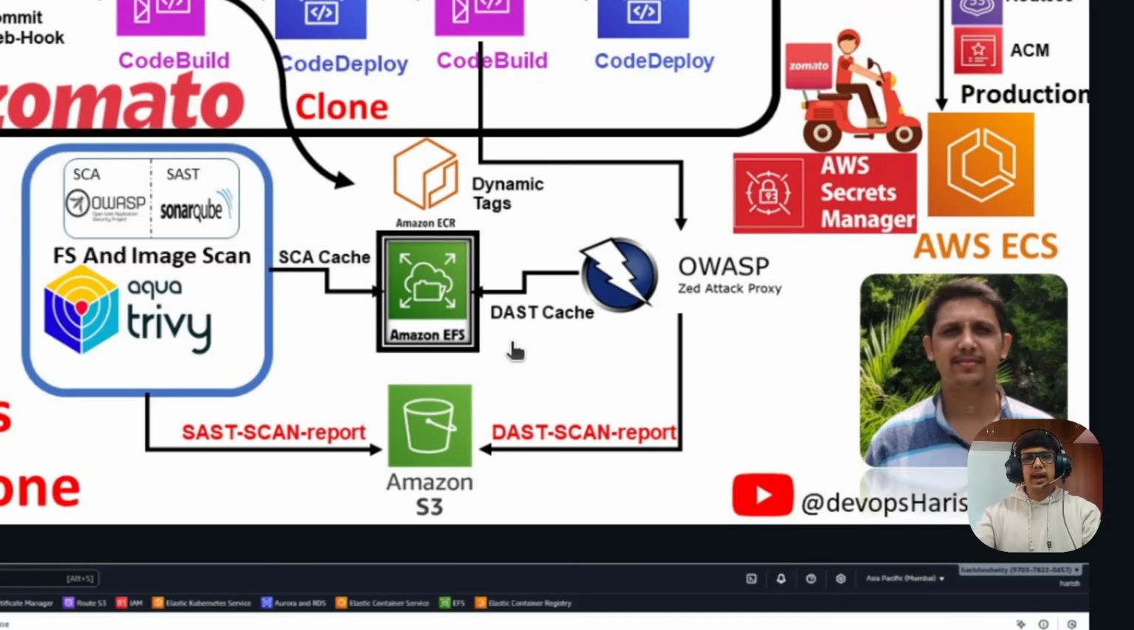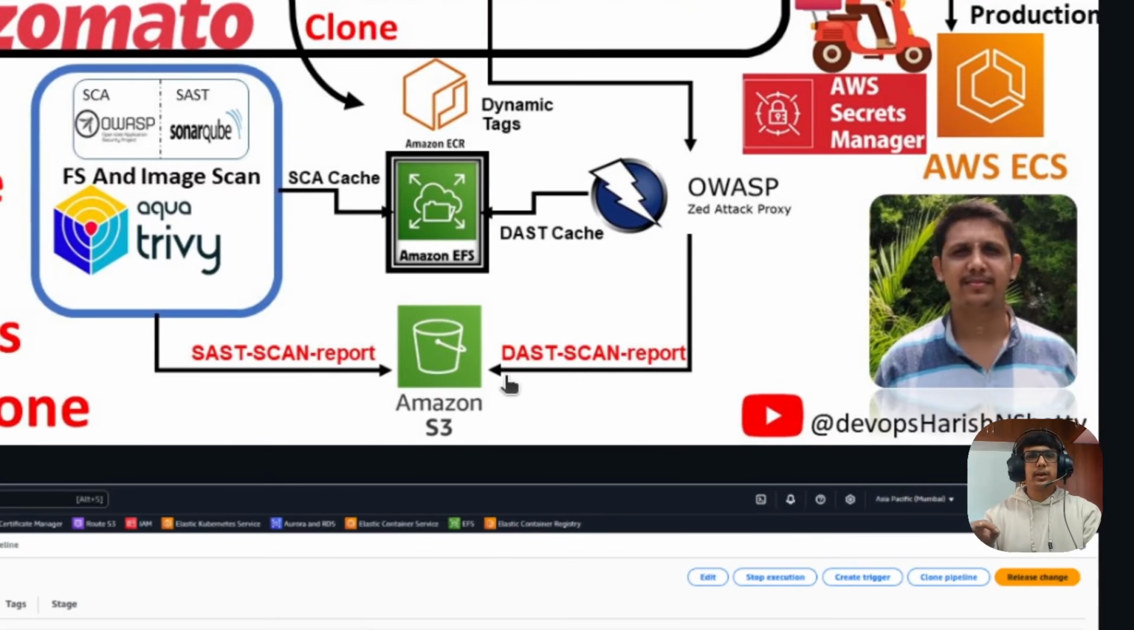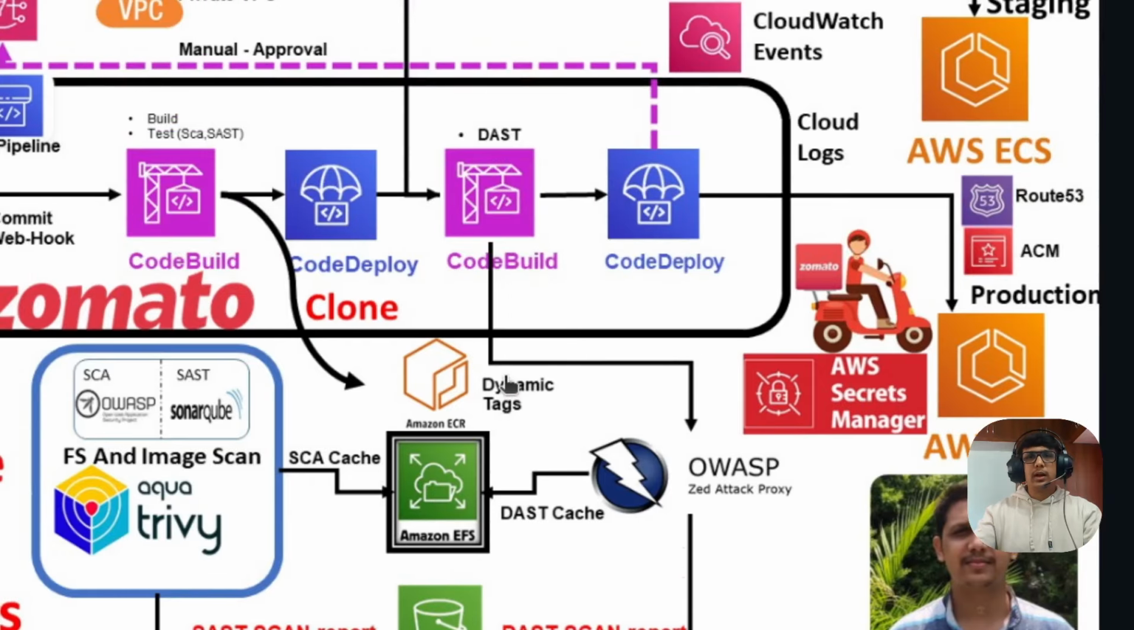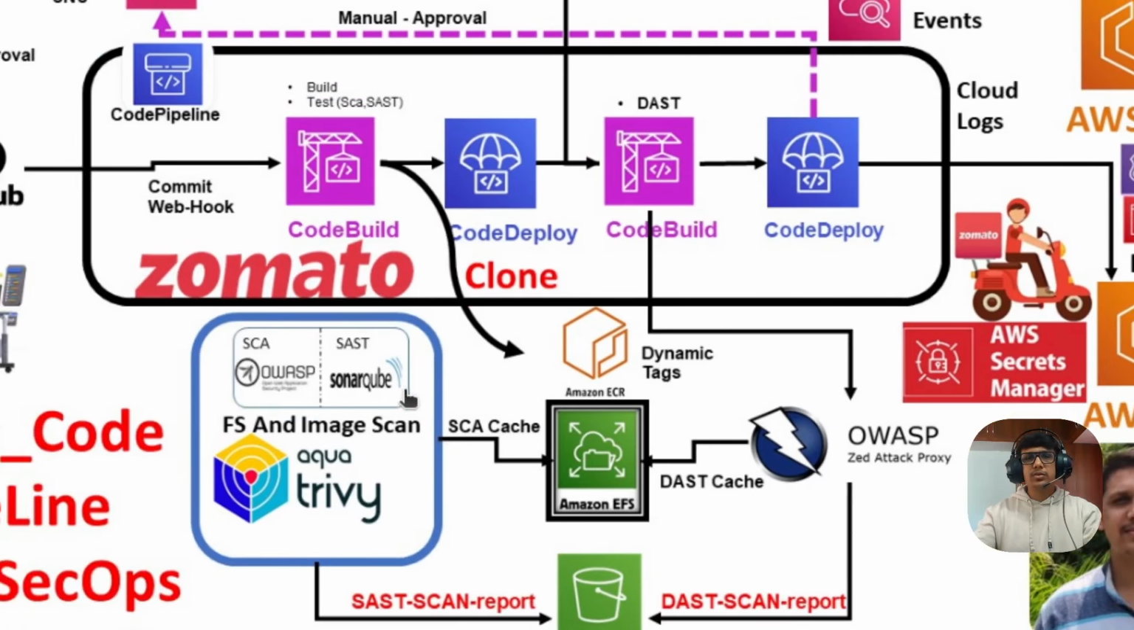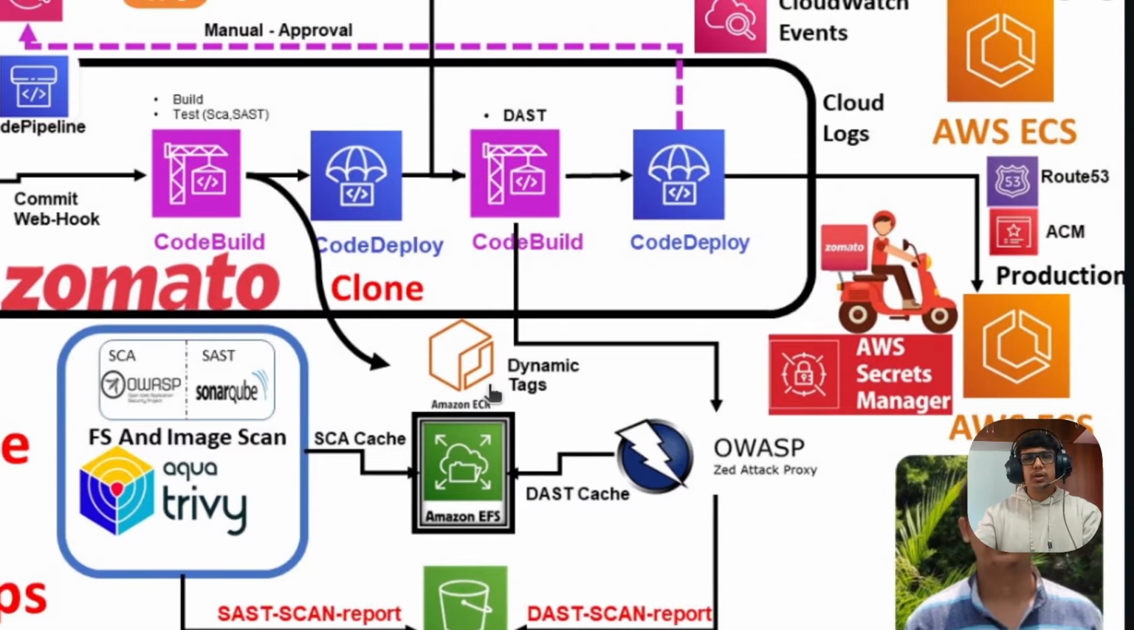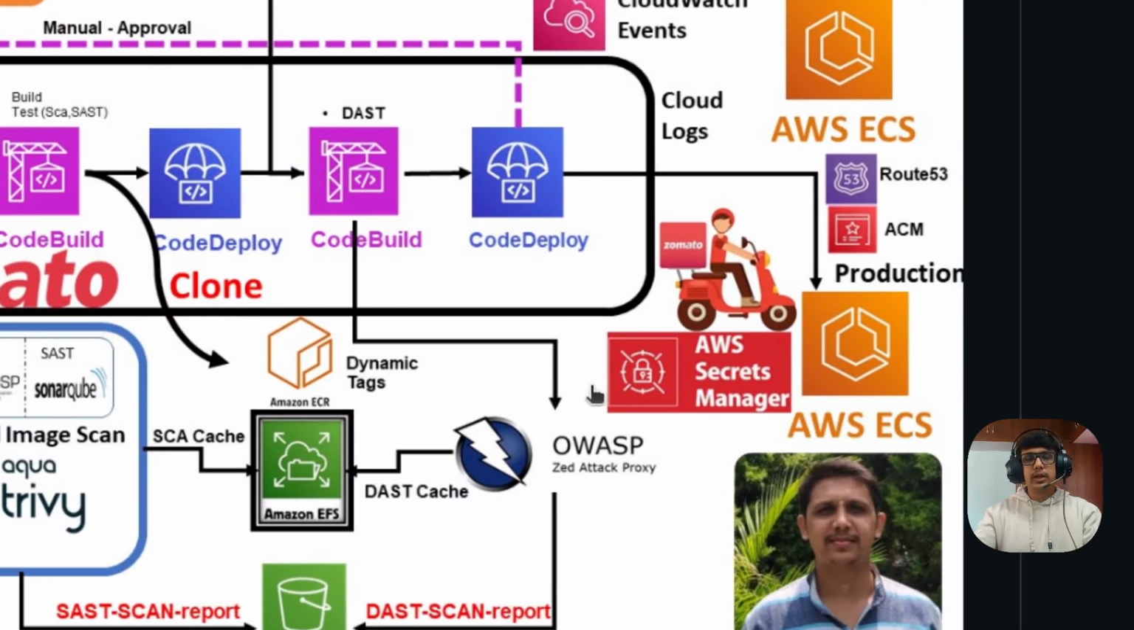And the DAST scan report is also stored in the S3 bucket. And for the SonarQube report, we are using AWS Secrets Manager to store the credentials.